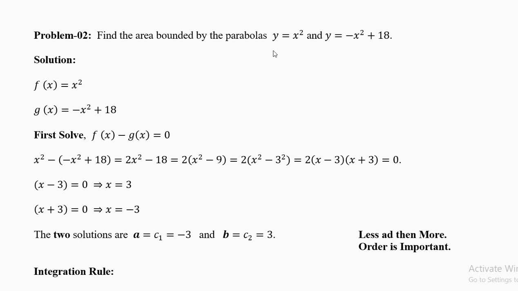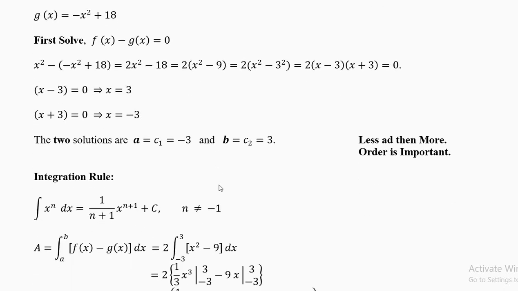Find the area bounded by the parabolas y equal to x square and y equal to minus x square plus 18. Now the solution. f is equal to x square, g is equal to minus x square plus 18. First solve f minus g equal to 0. Now g has two things and one is negative. Open a bracket. So x square minus bracket minus x square plus 18. Open the bracket, you will get 2x square. This minus into minus is plus. You will get 2x square minus 18, which is 2 into x square minus 9, which is 2 into x minus 3 into x plus 3 equal to 0. So your solutions are 3 and minus 3. Write them in the correct order.